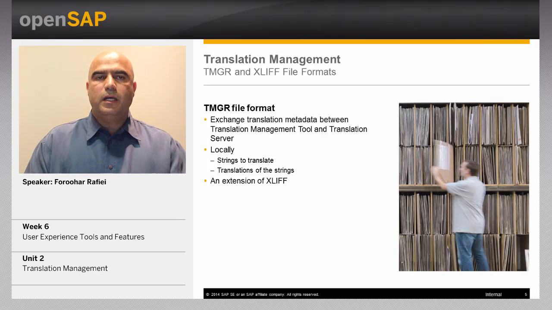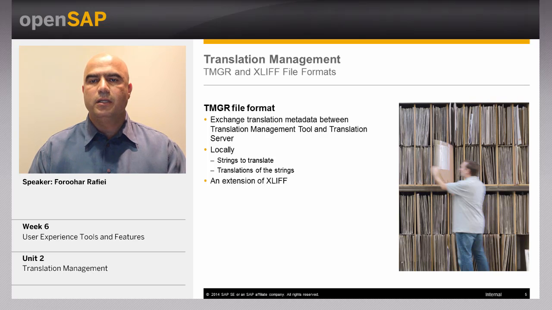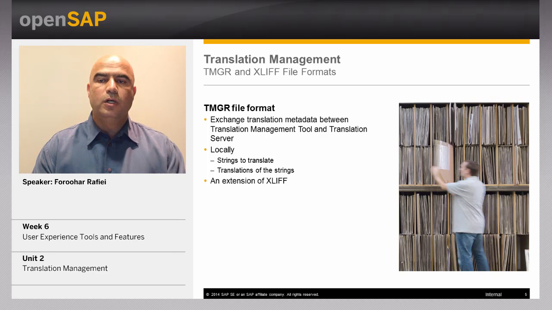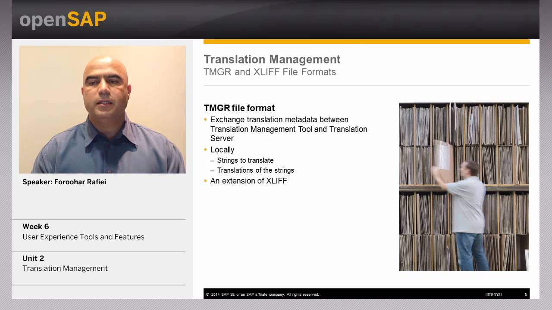Now I owe you the explanation for the TMGR and XLIF format. To exchange translation metadata between the translation management tool and translation server, a new file format has been introduced in BI 4, which is the TMGR. This TMGR file is used to locally save the strings to translate and the translation of these strings. TMGR can be used to translate some resources located in the repository without being connected to the repository.